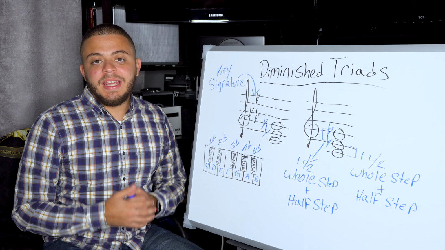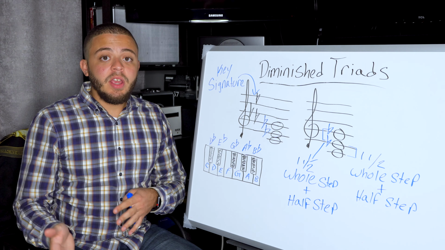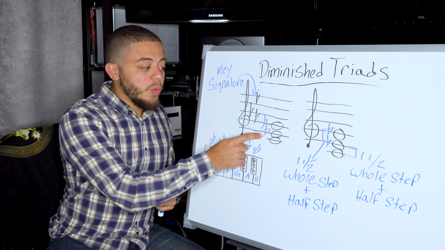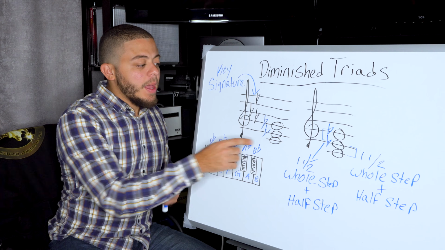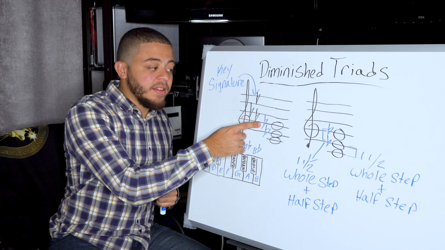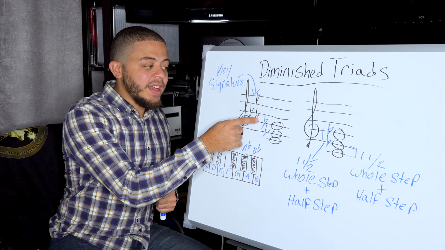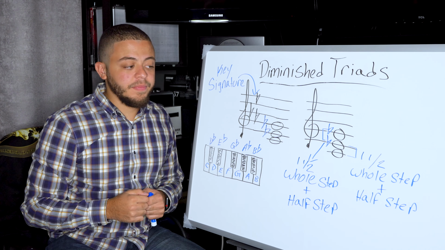There are 2 ways to build a diminished triad. The first way is to build a minor triad, which in the previous example only had an E flat, but for the diminished triad, we're going to also flatten the G. So now we have C, E flat, and G flat.